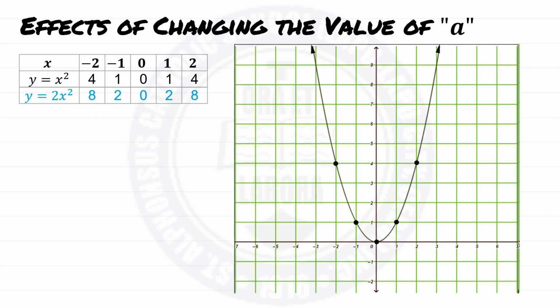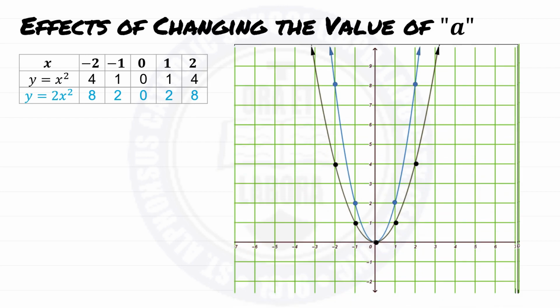If x is 0, y would be 0 still. And then if x is 1, y will be 2, and if x is 2, y will be 8. So in that case, this would be the graph. The blue graph here represents y equals 2x squared, and the black graph represents y equals x squared.